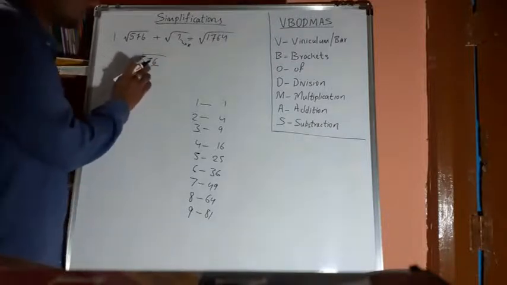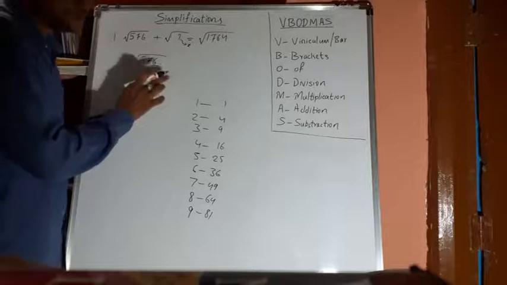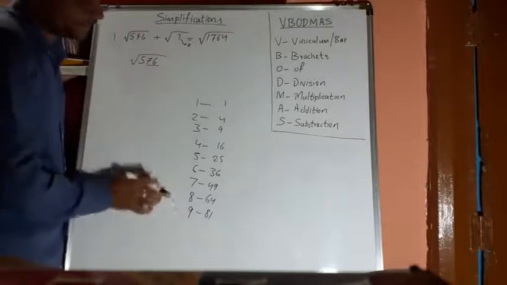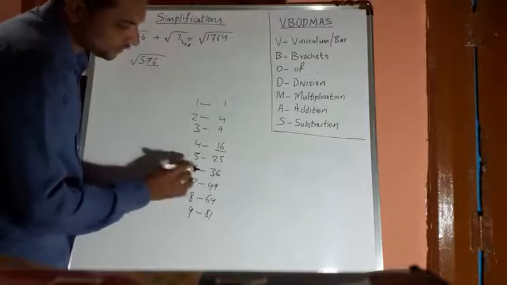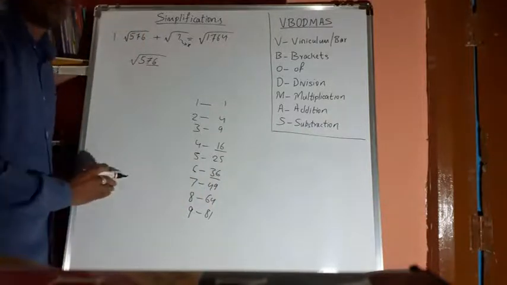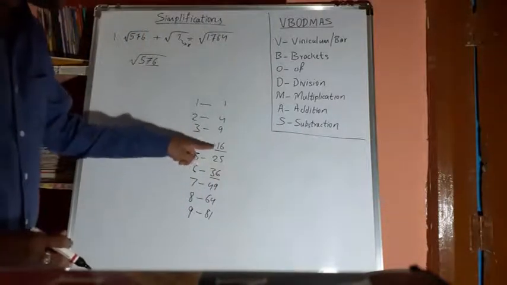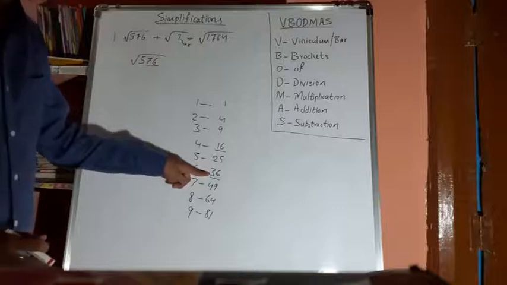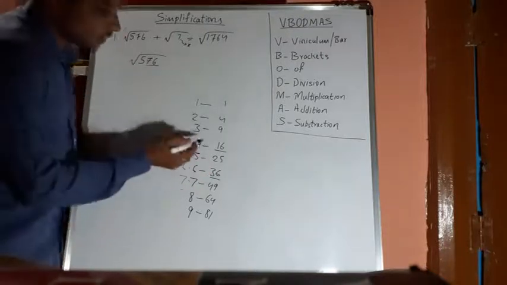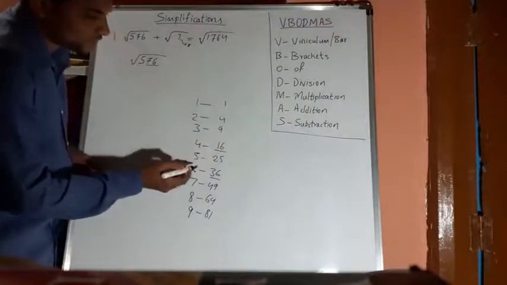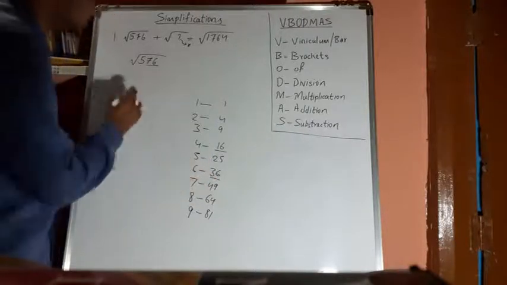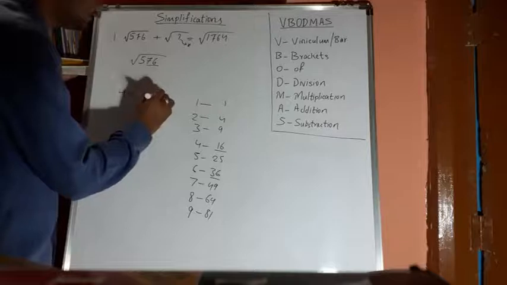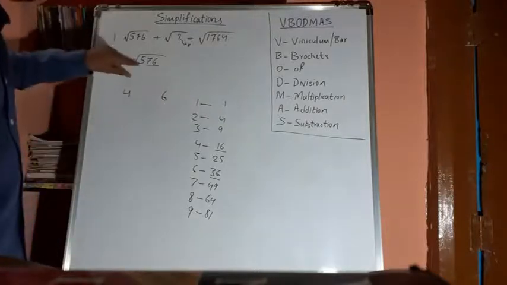So first you have to select the square numbers ending with the 6, from 1 to 9. So how many numbers are ending with the 6? See this one, 16 and 36. So these are the two numbers which are ending with the 6, right? Now you have to select the square roots of those numbers. 16 square root is how much? 4. 36 square root is 6. So write down that 4 and 6. Now go for the remaining number. How much is it? 5.